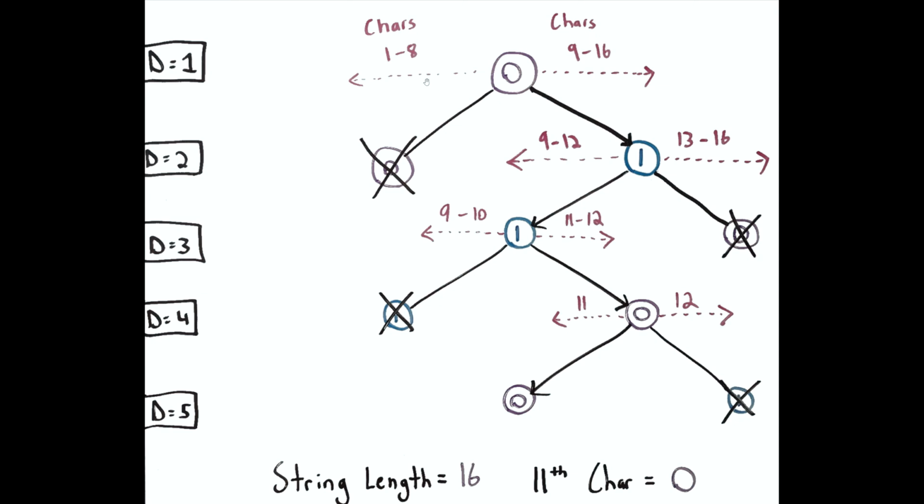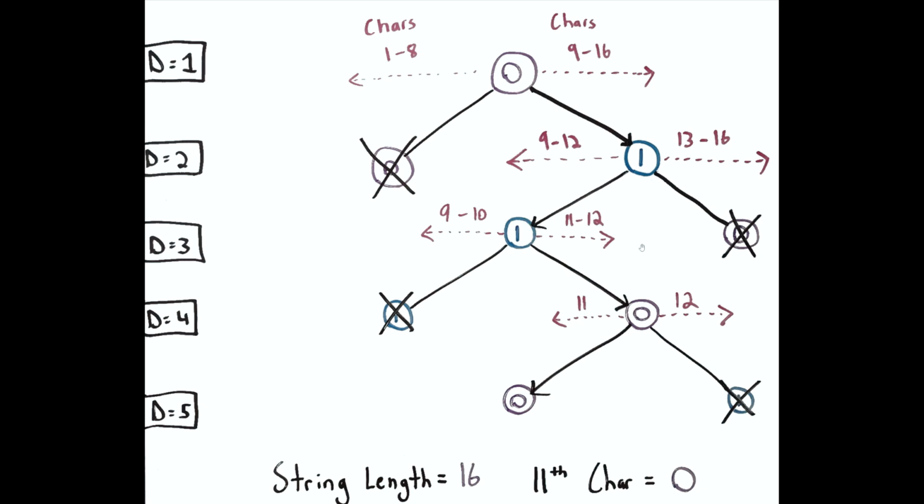From this, we can determine that characters 1 through 8 will be on the left of the first node, and characters 9 through 16 on the right of it. Since we're looking for the 11th character, we can entirely ignore the left subtree and move to the right subtree, where we have a 1 now. We can see 9 through 12 to the left, 13 through 16 to the right, so we move to the left.